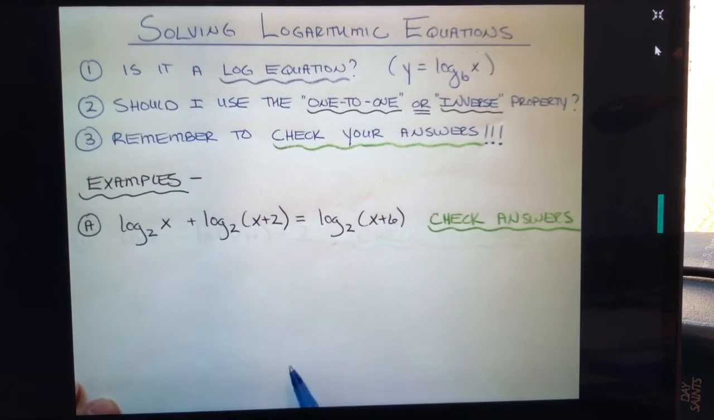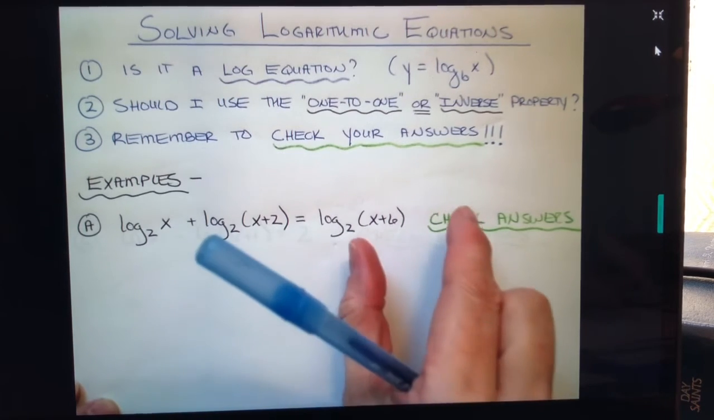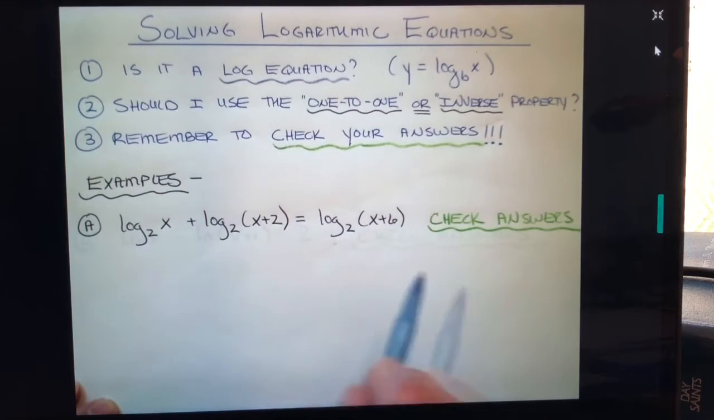When you cannot do that, which I have an example of later, is if you have a couple of logs and you have a number by itself, we're not going to be able to combine a log with a number, and so those are the ones that we won't be able to do one-to-one, and we'll end up doing inverse property on. Okay, so let's get started on this.